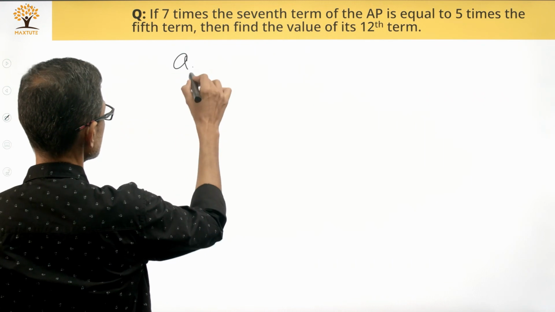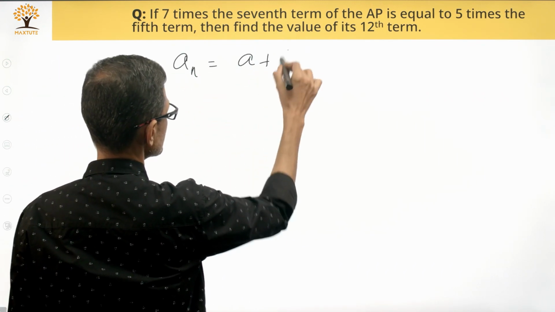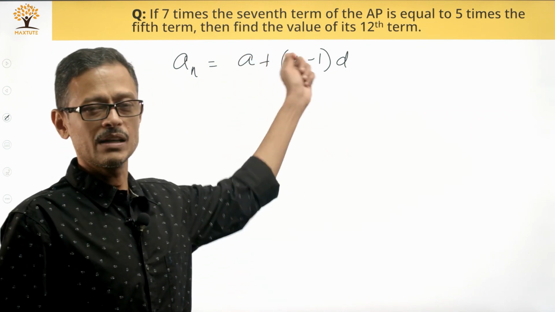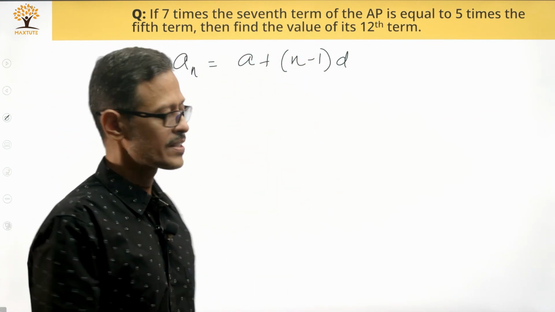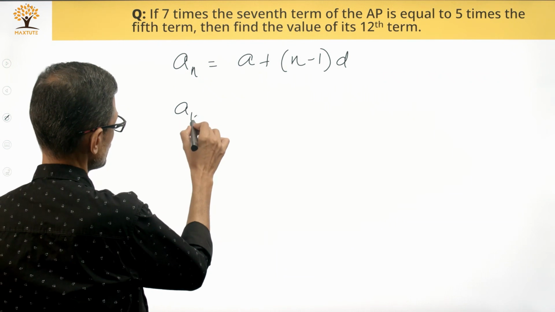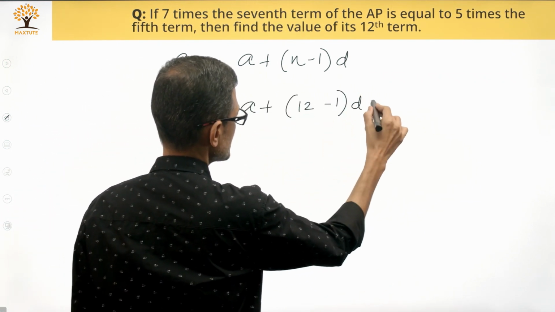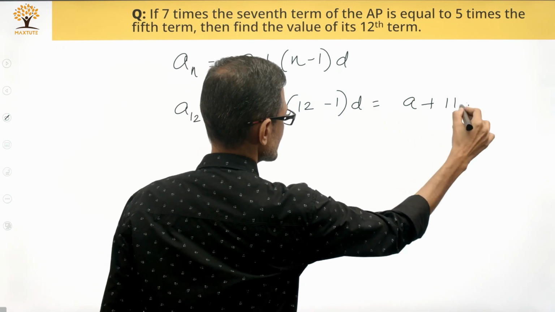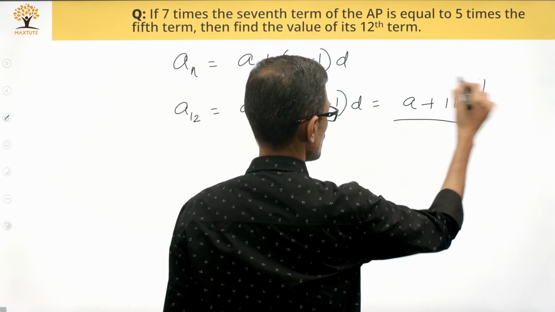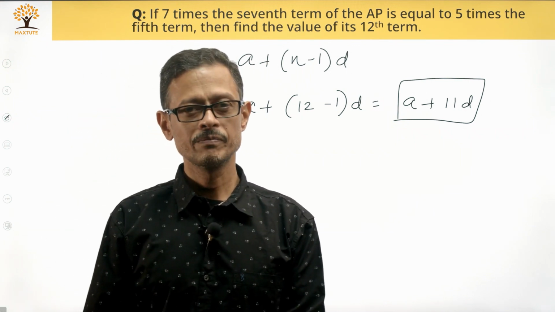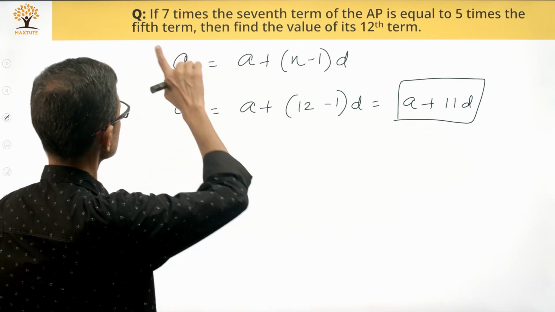So an is equal to a plus n minus 1 times the common difference. a is the first term, n is the number of terms we are talking about, d is the common difference. So A12, if we have to find out, is going to be equal to a plus 12 minus 1 times d, which is equal to a plus 11d. We are trying to find out the value of this. If we can get the value of a plus 11d, we have found what we are trying to find out. Let's now make sense out of the statement.